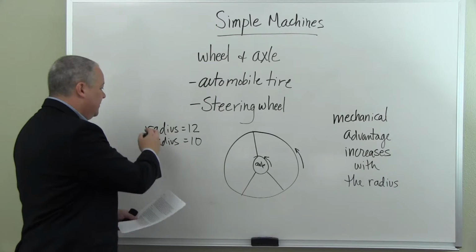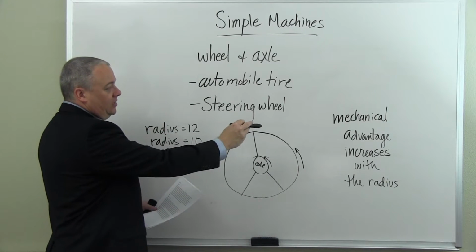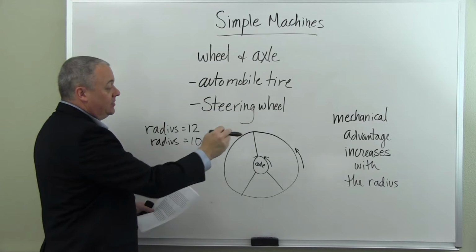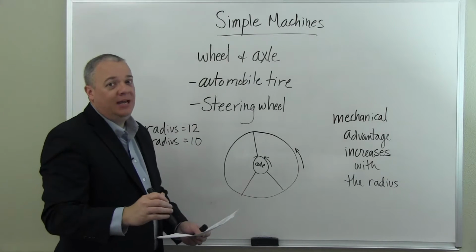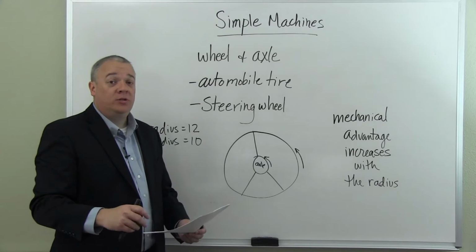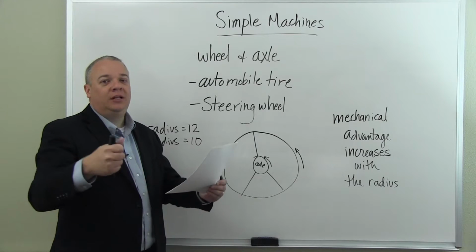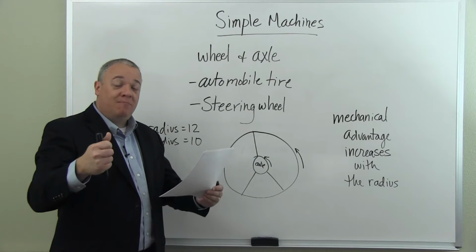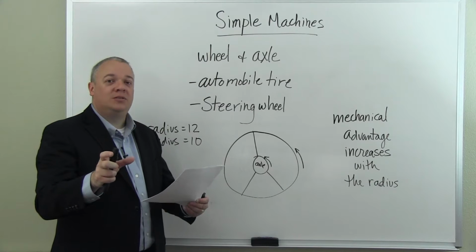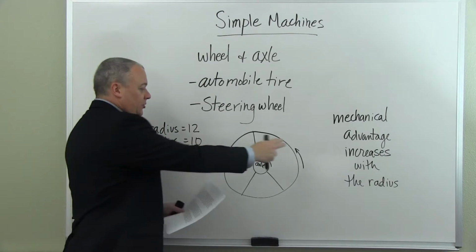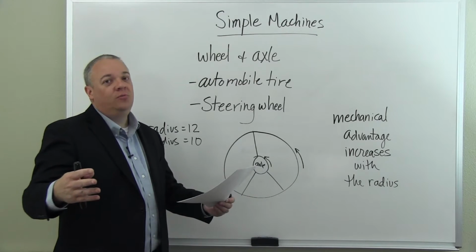So I've got an example up here. If we've got a radius of 12 versus a radius of 10, with our axle over here, the mechanical advantage increases with the radius. Bigger radius, 12, means greater mechanical advantage. What we mean by that is if the same amount of force was applied to the outer wheel at 10 inches and the same amount of force applied to the wheel at 12 inches, you would get a much greater advantage at the 12-inch radius than at the 10, assuming the same amount of force is applied. It translates to the central axle much greater. So the mechanical advantage is greater the larger the wheel is.